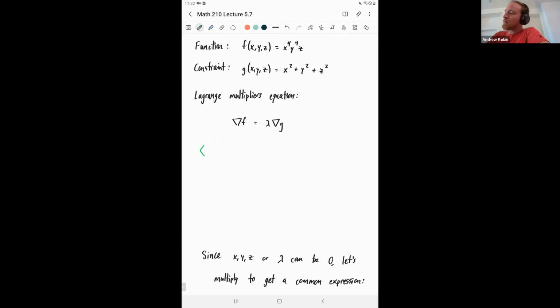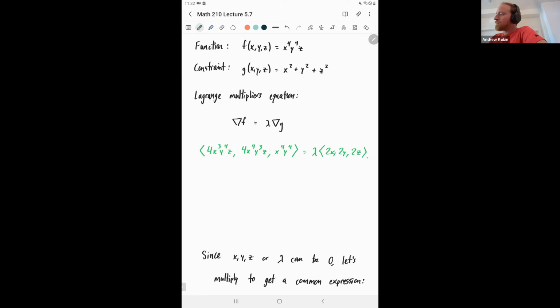So when x is the variable, we'll bring down the 4 times x cubed, and then the other variables are constants, so we just leave those powers alone. Likewise, when y is the variable, we'll bring down a 4, leave x alone, and z alone. And then finally, when z is the variable, this one's really easy. It's a constant times c. So that's the left side of the equation. G has a really easy gradient since it's just 3 different terms added, and we'll get 2x, 2y, and 2z.